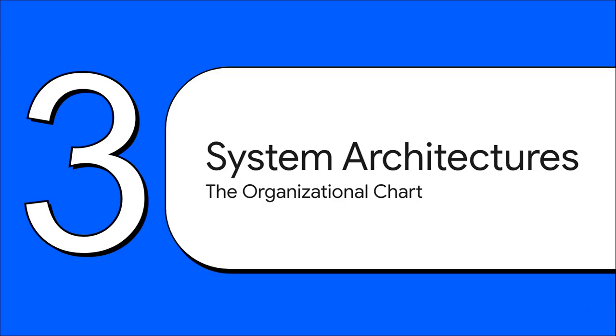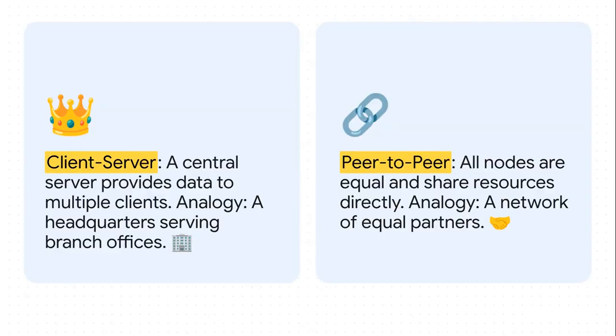Okay, so every company needs an org chart, doesn't it? It's the map that shows who's in charge, who reports to whom, and how decisions and information are supposed to flow. Well, in the world of distributed systems, that org chart has a name. It's called the system architecture. And really, there are two fundamental ways to draw this org chart.